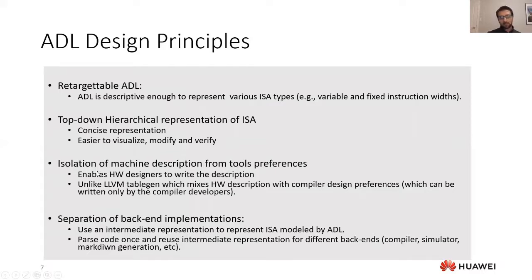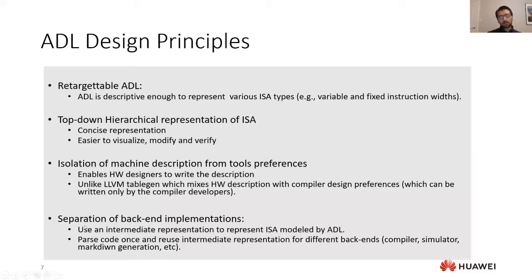And then the third key point was to isolate machine description from tools preferences. So basically, what that does is it enables hardware designers to write the description without having to worry about the tools part. Whereas if we look at the LLVM tablegen, which mixes hardware description with compiler design preferences, this can be written only by the compiler developers and is a tall order to ask architecture folks to start writing this for us.